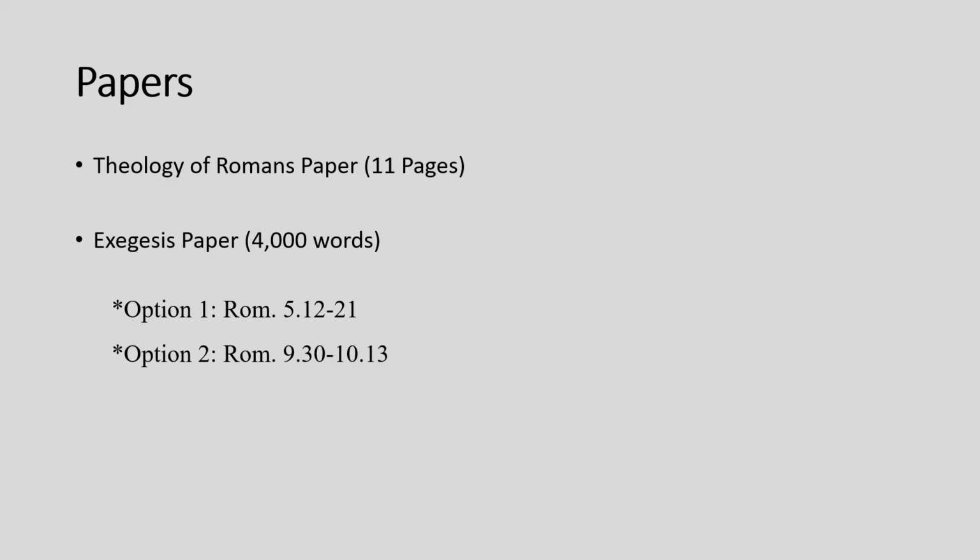Papers are required for this course. One paper will be on a theology of Romans topic. See more about that from the syllabus. And then there's an exegesis paper. You'll have an option. You might write on Romans 5:12 through 21, or Romans 9:30 through 10:13. And depending on which option you choose, the due date will be earlier or later. So have a look at the syllabus at that point as well.